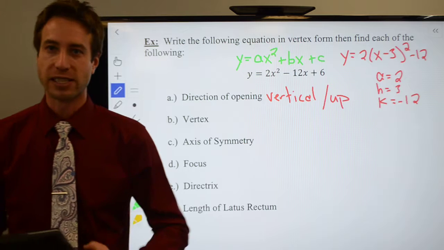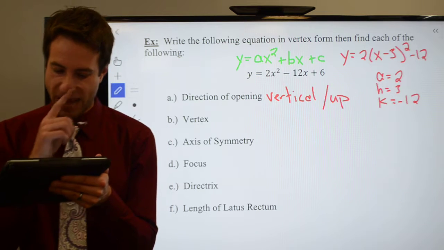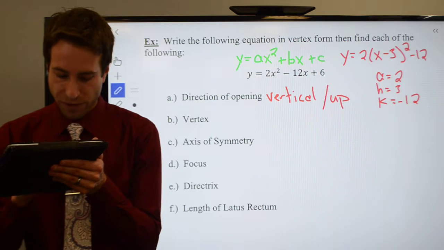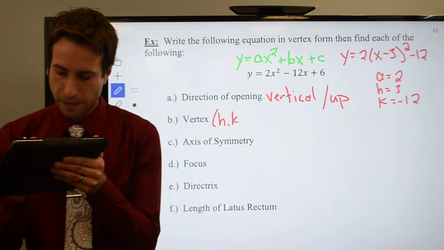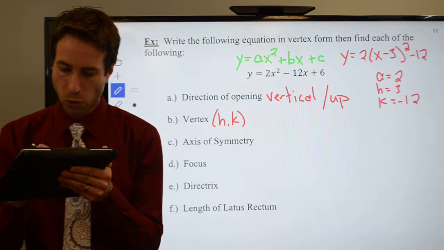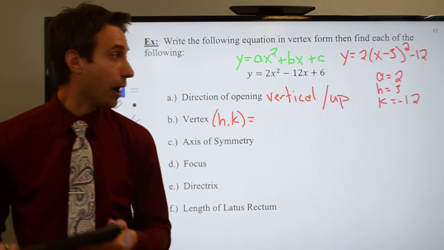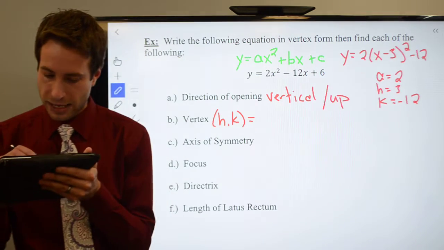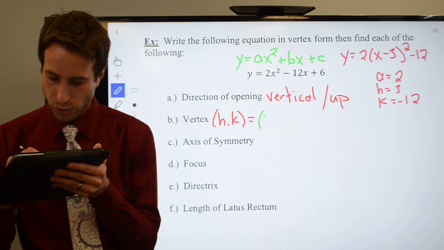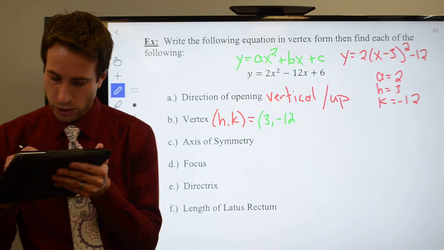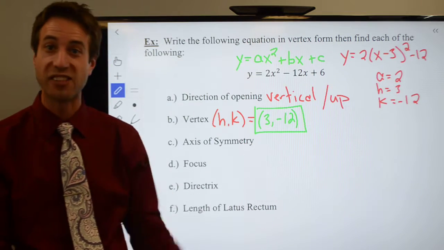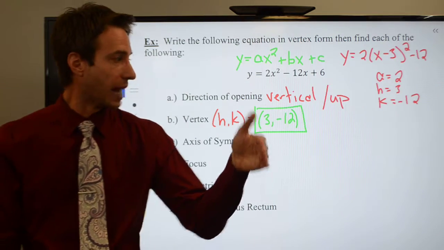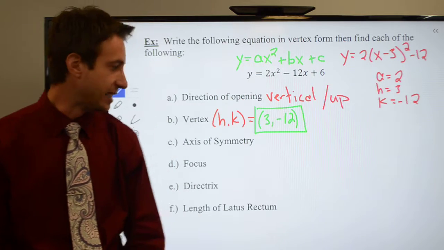Again, guys, all of this comes right off of that formula sheet. I ask you for the vertex. Well, the vertex is given by H, K. That's the vertex. Well, what is H, K? H is 3, K is -12. So my answer is 3, -12. That is where my vertex is. That's an ordered pair that I can plot. X is 3, Y is -12, so over 3 and down 12.